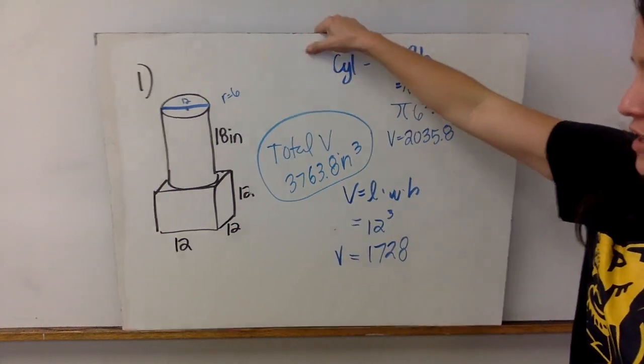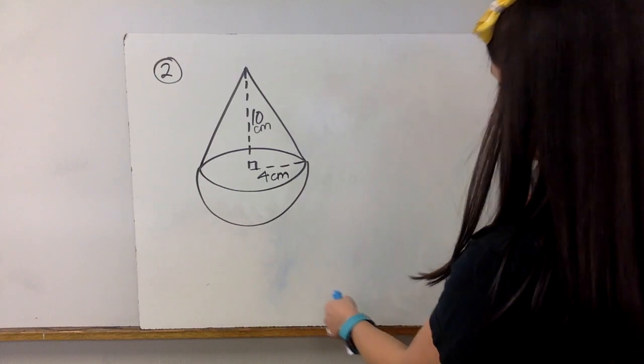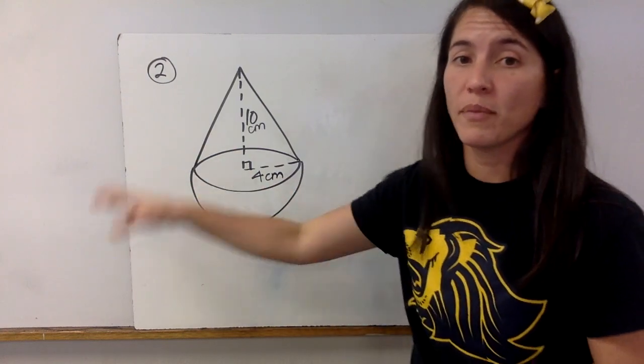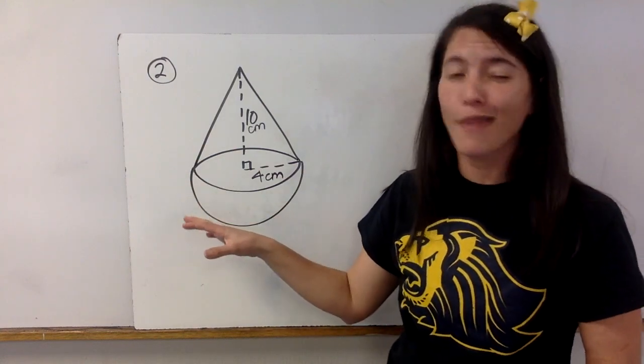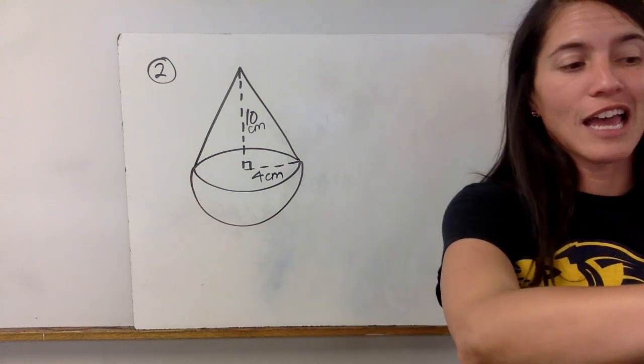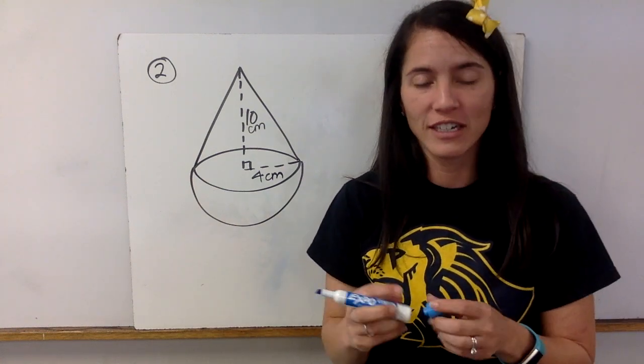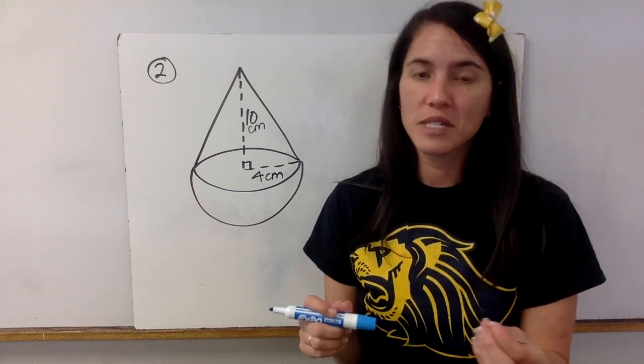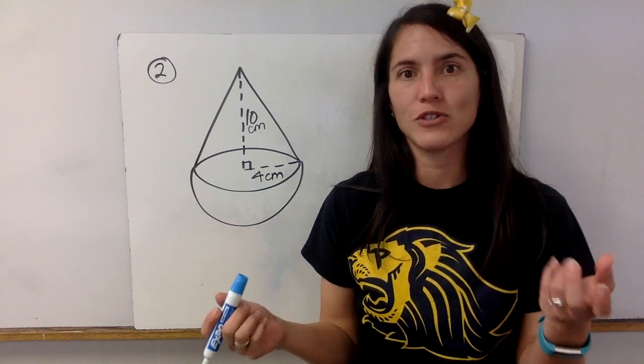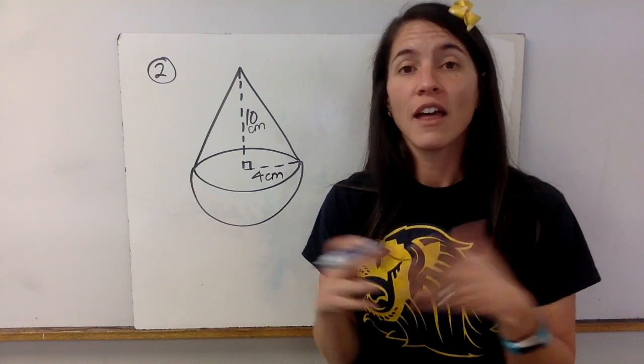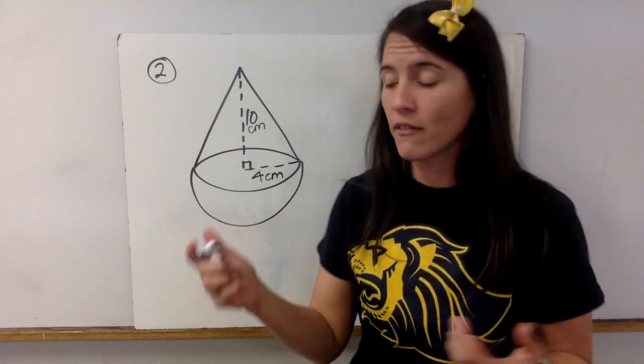Okay? So let's do some more examples. Example 2 is a cone on top of a sphere, except this is not the entire sphere. This is just a half sphere, a hemisphere. Now, we didn't quite go over hemispheres, but what you would do is you would find the volume of the sphere, and then you would divide it by 2 and take half of it.